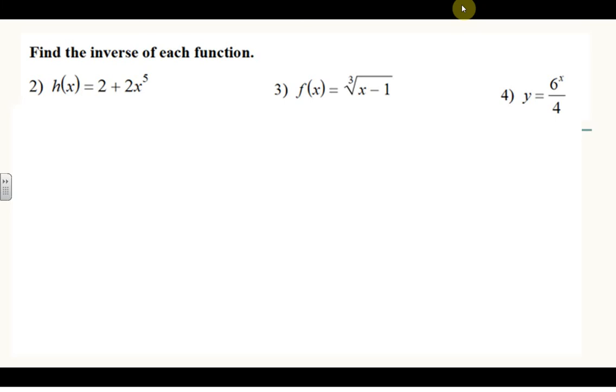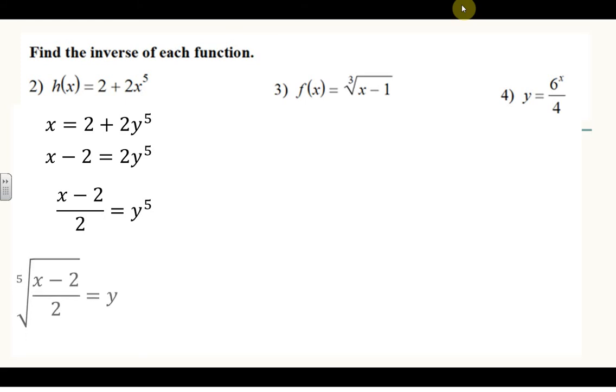Now we got to do some other ones. So this is a polynomial expression. Still the same situation. We're going to switch x and y. Remember, h of x represents y. Subtract your 2. Divide by 2 next. Be careful. And then take the 5th root of both sides. Which is really pretty, I know.